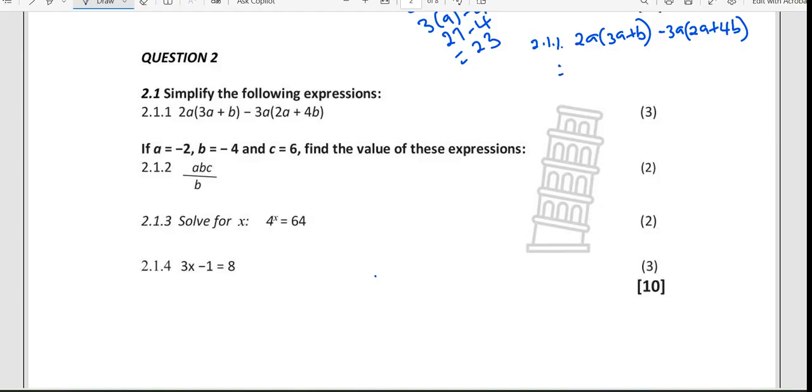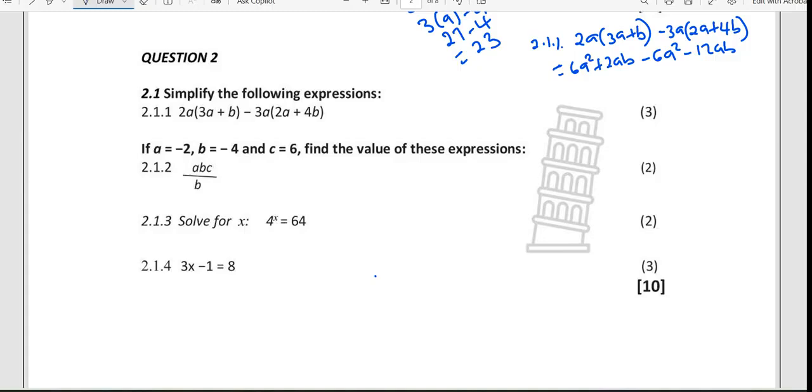So I'm going to apply the BODMAS rule. What is inside the brackets must be multiplied with what is outside the brackets. 2a times 3a is going to be 6a squared. 2a times b is going to be 2ab. Negative 3a times 2a is going to be minus 6a squared. Minus 3a times 4b is going to be minus 12ab.